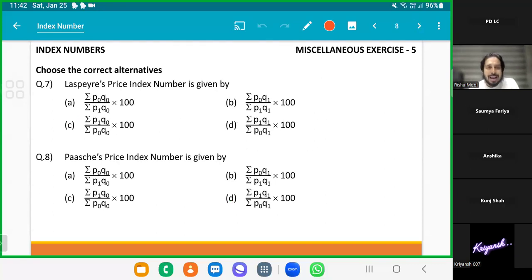Moving on to seventh one, Laspeyres price index number. Now they will ask you the formulas of Laspeyres, Paasche, Fisher, Marshall, Walsh, Dorbish, Bowley, everyone. So Laspeyres price index number, P1 Q0 summation and P0 Q0 summation into 100, option C. Absolutely correct. Paasche's price index number, only the quantity of base year changes to quantity of current year. So you get the answer as option D. So seventh one C, eighth one D. That will be your answer.